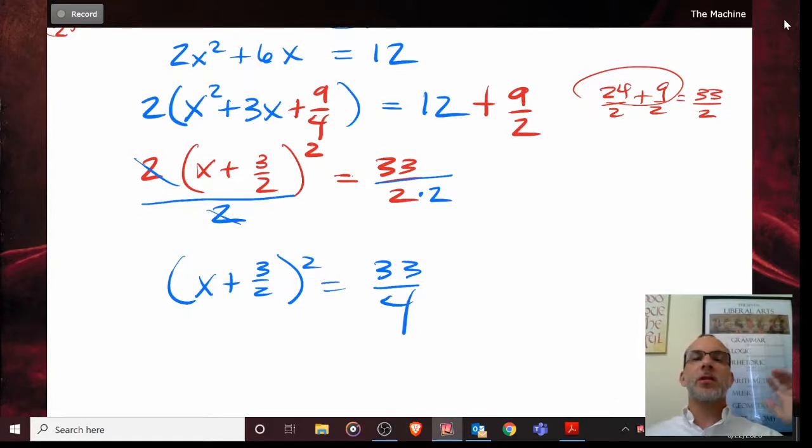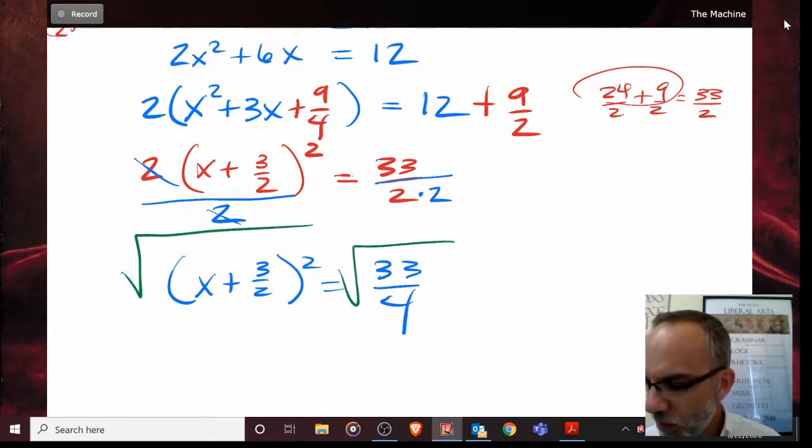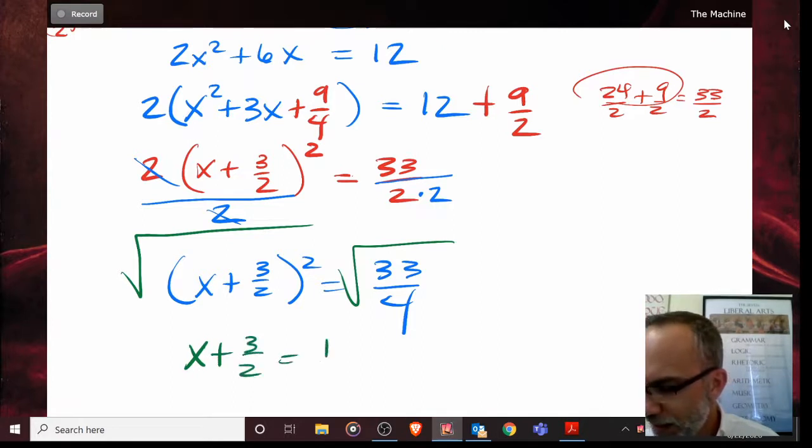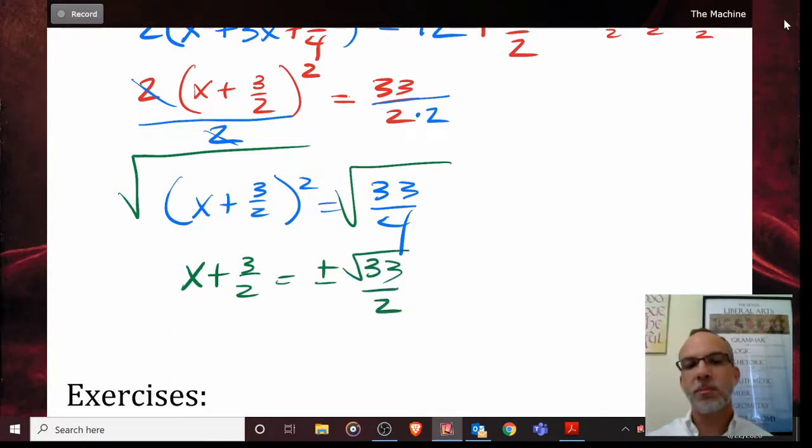33/4. Oh my goodness. All of that work just to get it to this point, because now we're going to take the square root. So square root the left, square root the right. X plus 3/2 is equal to plus and minus. How do you do the square root of that? It would be root 33 over 2, because the square root of 4 on the bottom is just going to be 2, right? I'm running out of room here. So now one more step.